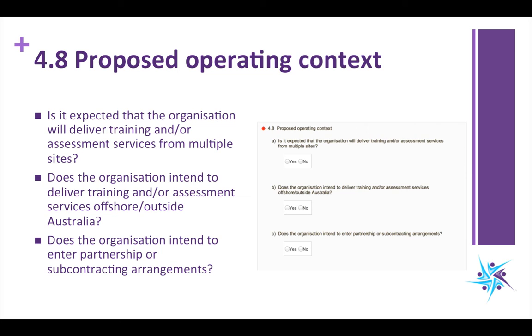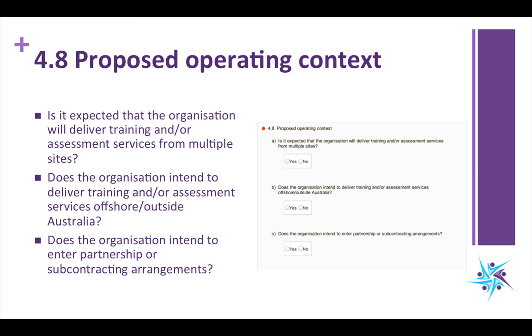Okay, the first one we have is: is it expected that the organisation will deliver training and/or assessment services from multiple sites? If you put yes for this, ASQA may require that they need to go to those other sites. It's okay if you have multiple sites, just make sure they're in place. If you don't currently have those multiple sites in place, say no. And that's what I would recommend. Just say no at the moment. You've just got one site that you're going to deliver at.